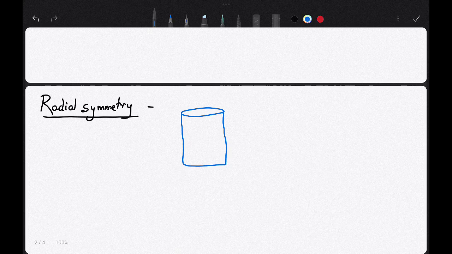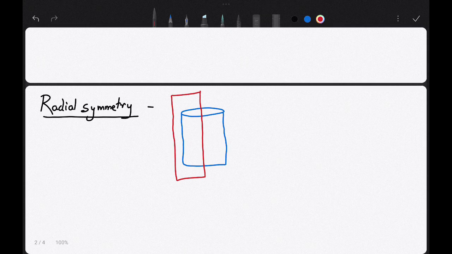So what happens is that if you cut this organism through the longitudinal plane, and I have already discussed what the longitudinal plane is. Longitudinal plane means it is the plane that goes from the top to the bottom. I hope this is clear.